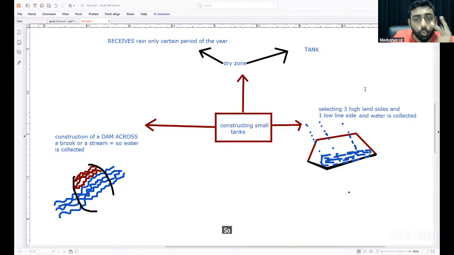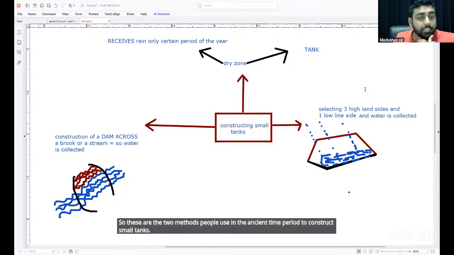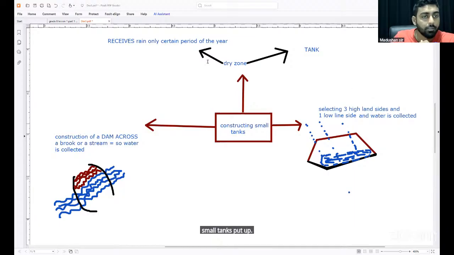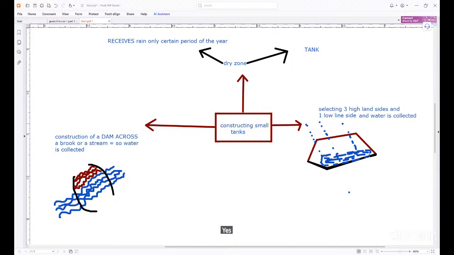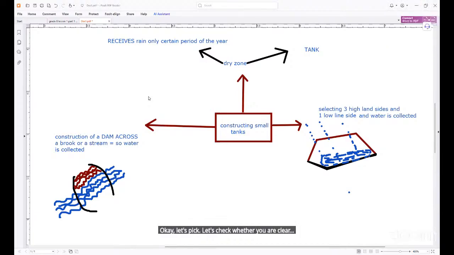So these are the 2 methods people used in the ancient time period to construct small tanks. Small tanks, Buddha. Are you clear on the 2 methods? Yes, sir. Okay, let's check whether you are clear about the 2 methods.